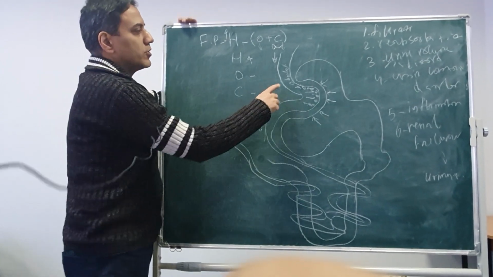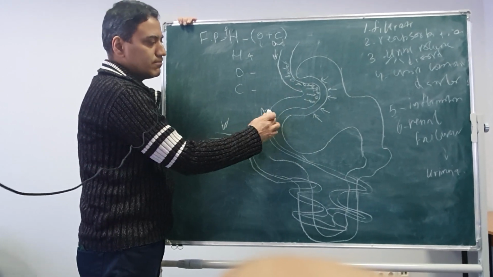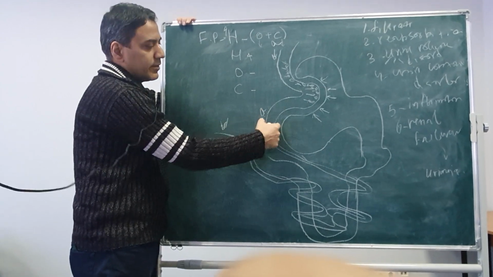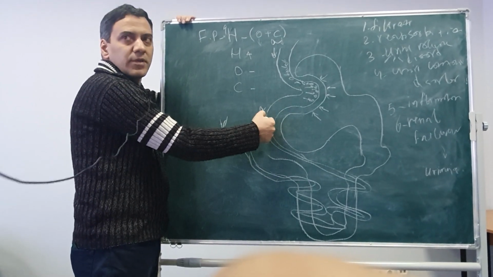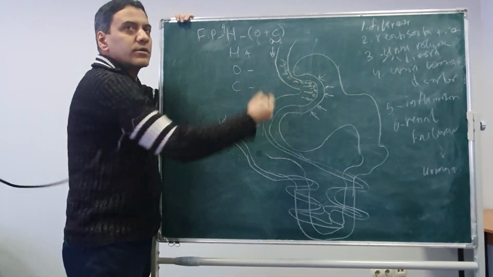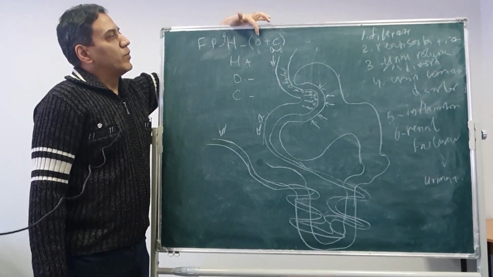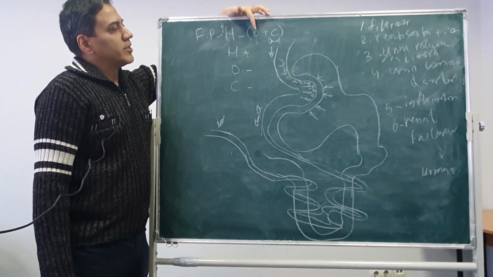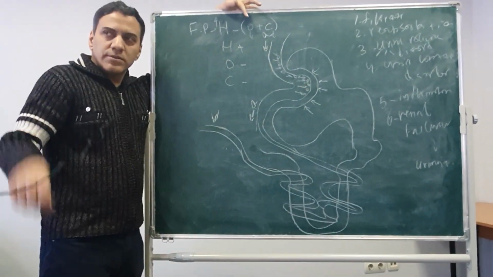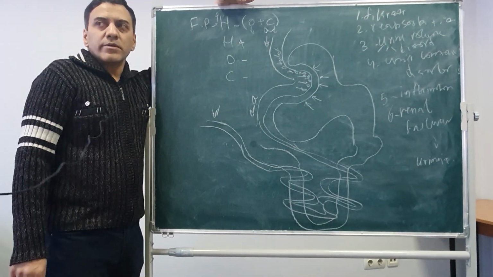Hydrostatic pressure could also be more due to what? Due to spasm of the efferent arteriole here. It means outflow becomes less, something prevents it, then the hydrostatic pressure here becomes more. Understood? Then oncotic pressure becomes less. Oncotic pressure is protein, so when protein is low in our body, hypoproteinemia, then urination becomes more.